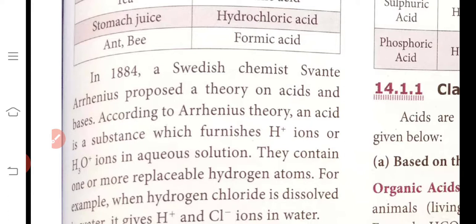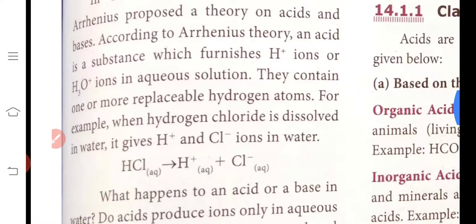Acids contain one or more replaceable hydrogen atoms. For example, hydrogen chloride dissolved in water: HCl gives H+ ions and Cl- ions. HCl, hydrochloric acid, dissolved in water, gives H+ ions and Cl- ions.